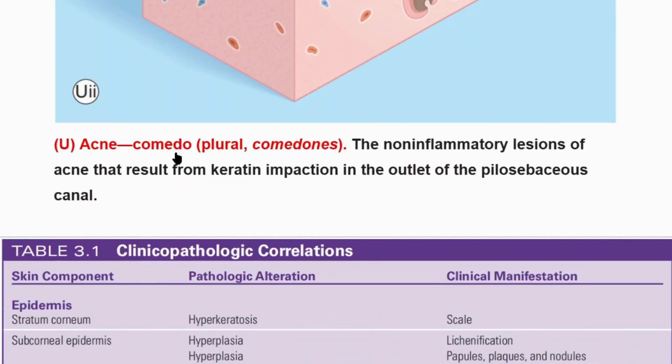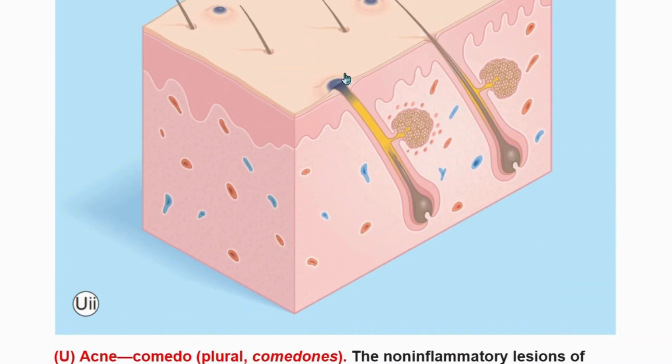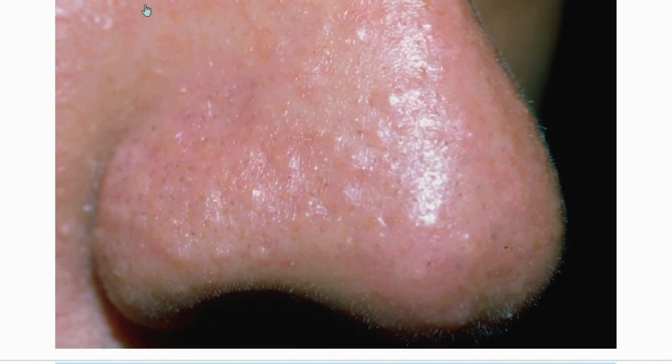And acne, comedo. We have comedo in acne. In plural, it is called comedones. These are the non-inflammatory lesions of acne that result from keratin impaction in the outlet of the pilosebaceous canal. As we can see here, the impaction of the pilosebaceous canal with keratin is what we call comedones. Here we can see comedones also, and this is due to the impaction of the pilosebaceous canal with keratin.